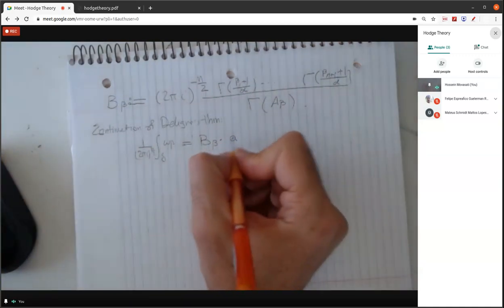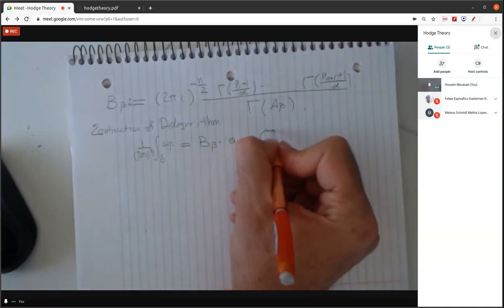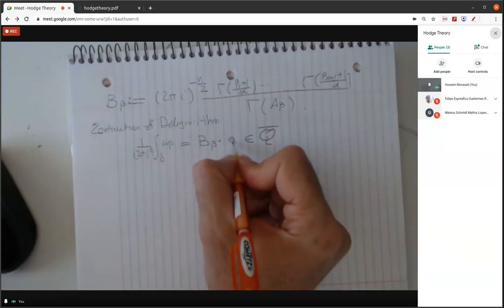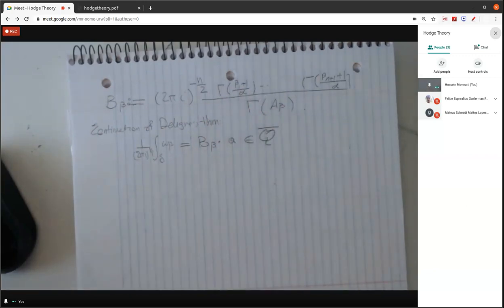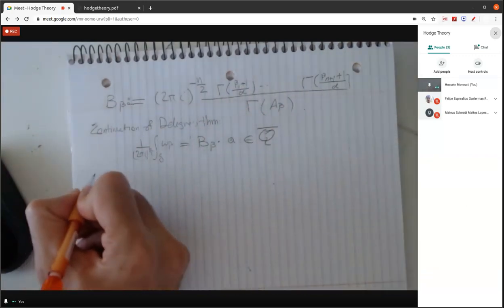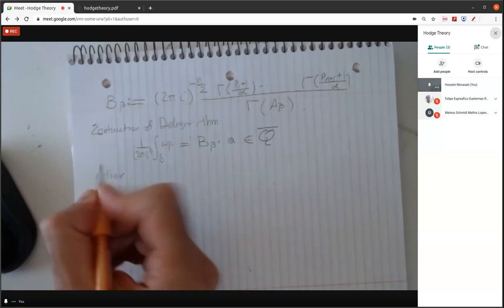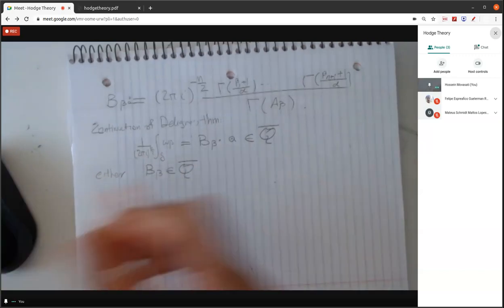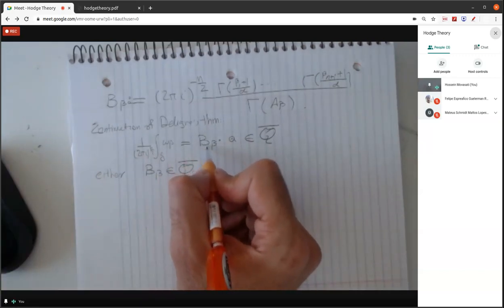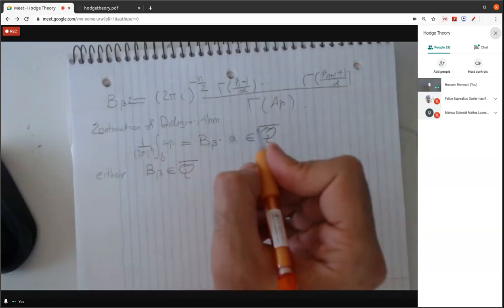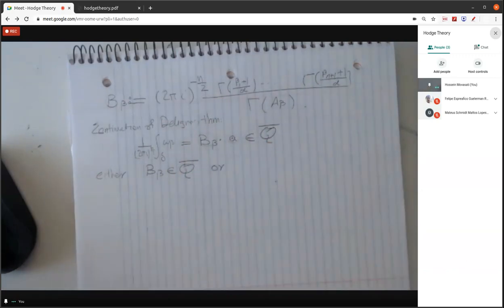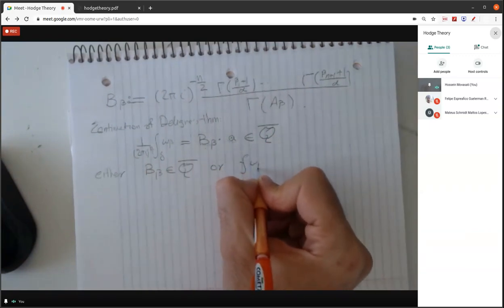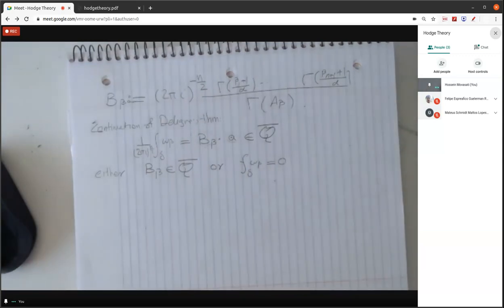So this integral is of this format. This is in Q bar. And let's say either b beta is in Q bar, so this is some probably transcendental number and this is some algebraic number, or this a is 0. This means that omega beta integrated over delta is equal to 0.